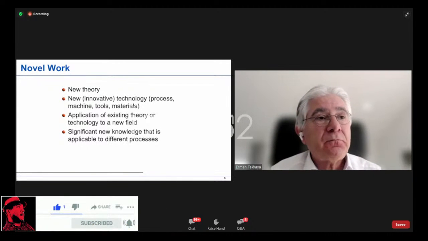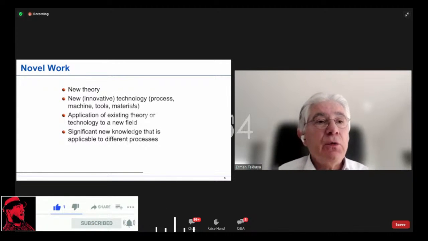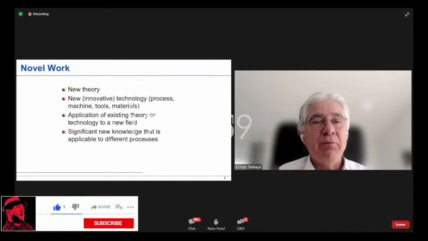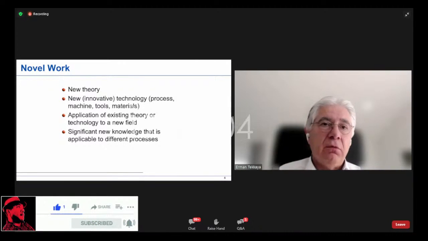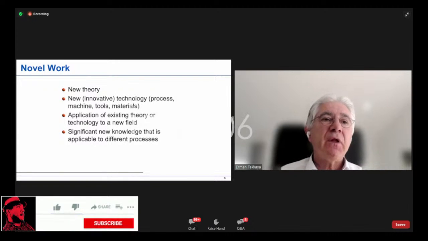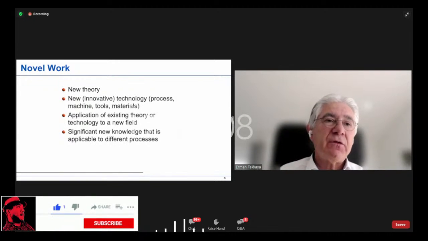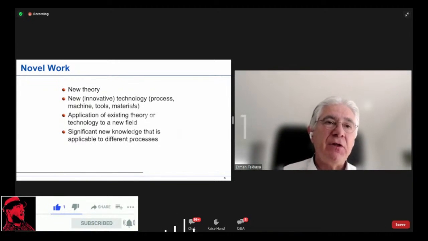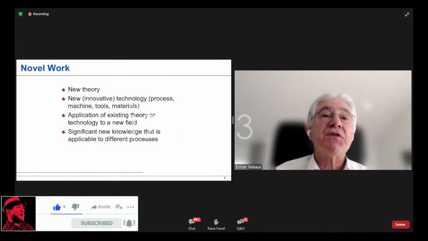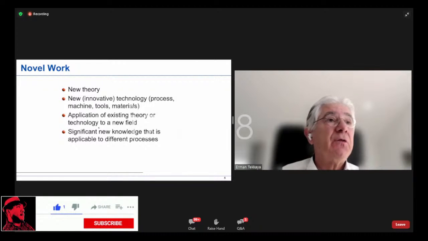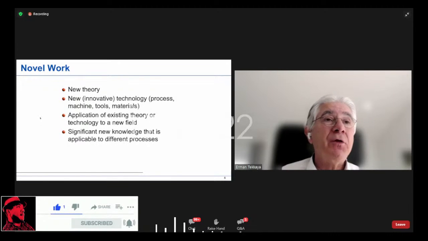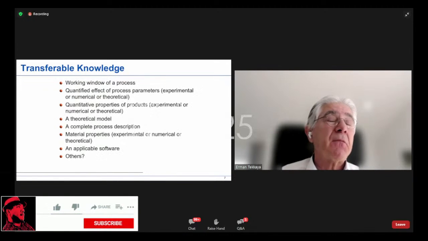And finally, significant new knowledge that is applicable to different processes can be developed. So you can have a list of known processes, but for those processes, you develop a method by which you generate new knowledge, which is applicable for a whole batch of processes. So your research work should fulfill one of those items.